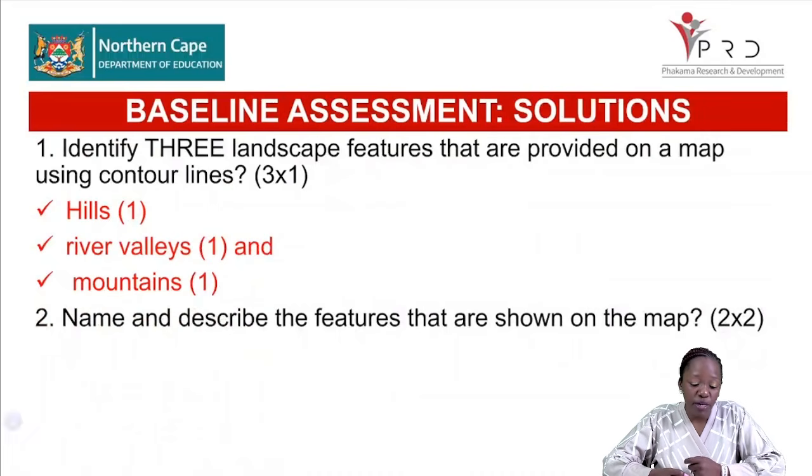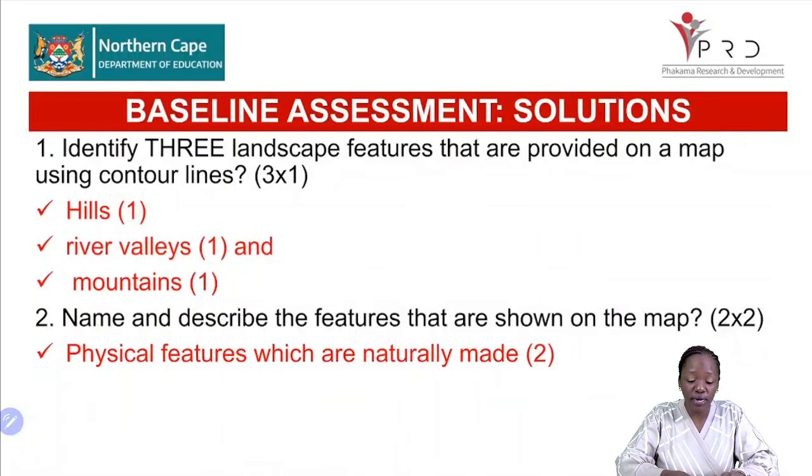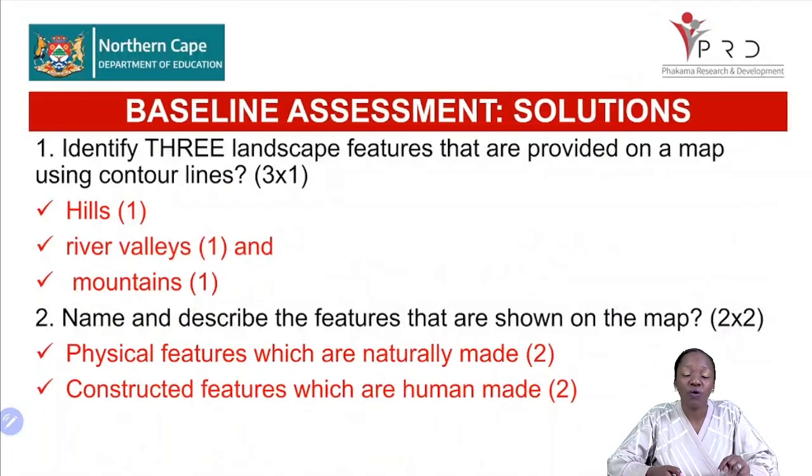Then secondly, you name and you describe the features that are shown on the map, 2 times 2. So again, we have the physical feature. So this is naming physical feature only. When we are describing the physical features, they are naturally made. Then secondly is the constructed features. When you are describing constructed features, those are the features that are made by humans.